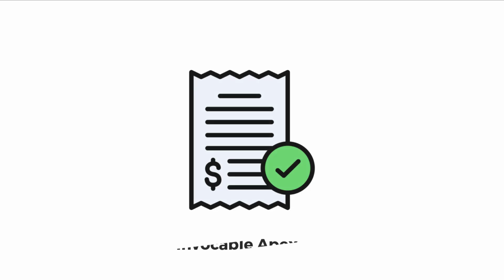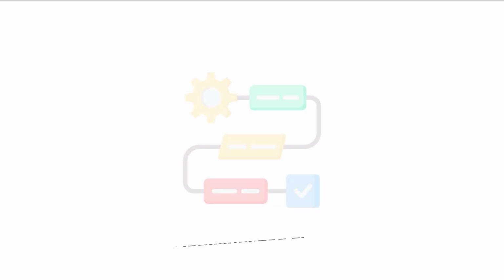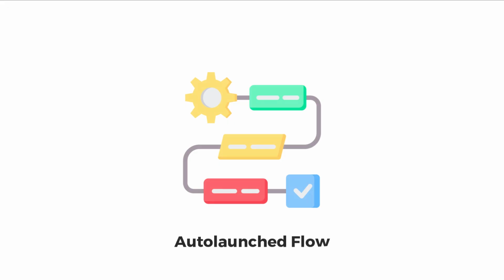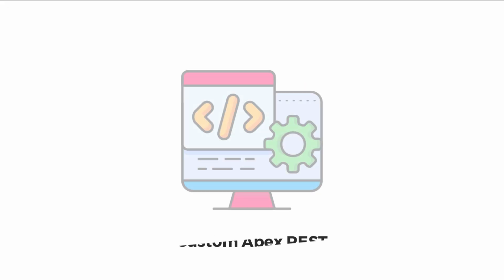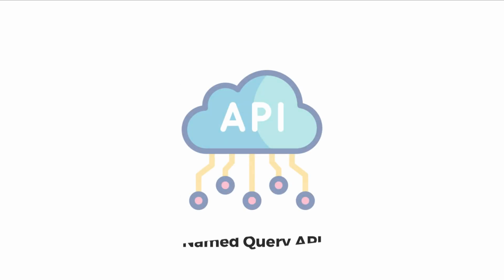What you can build with custom MCP tools. The 4 standard servers cover a lot, but here is what most developers do not realize yet. You can build your own custom MCP tools on top of the ones that are already given to you. Any invocable Apex methods you have already built can be exposed as an MCP tool. Any auto-launched flow can be exposed as an MCP tool. Any custom Apex REST endpoint, any Aura-enabled method, any named query API, all of these can be exposed as tools.